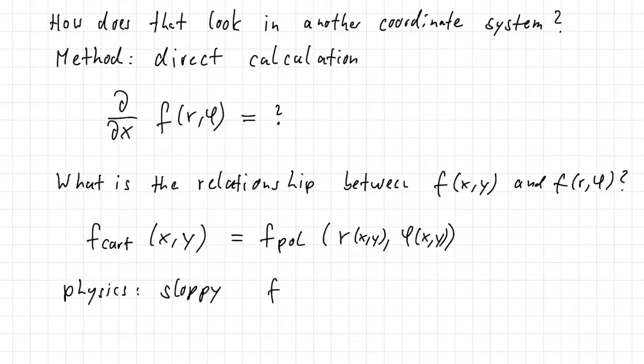And we simply write f of x, y equals f of r and phi. But what we actually mean by writing that is we mean this. But knowing that, we can now calculate this derivative explicitly, because now we actually have an expression which is defined in terms of x and y again, and then we can apply the derivative to that.